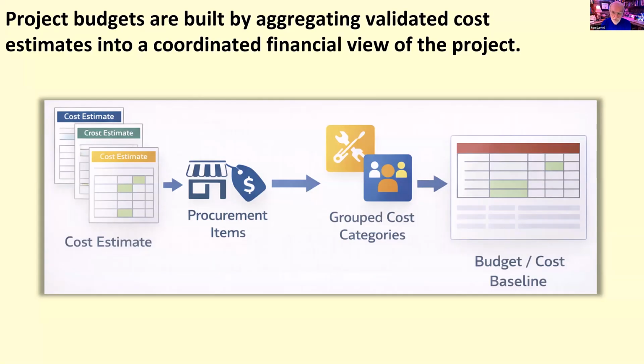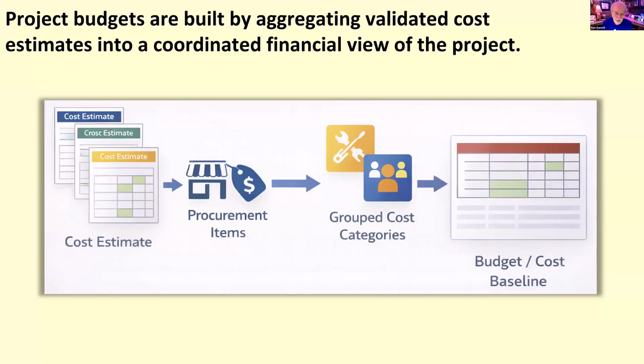This is an important transition because individual estimates by themselves do not yet provide a complete financial picture of the project. Budget development begins by organizing the estimates into a coordinated structure. Activity costs, procurement costs, and other relevant planned expenditures need to be grouped in a way that reflects how the project will actually be funded and managed. This gives the team a more complete understanding of the total expected cost.